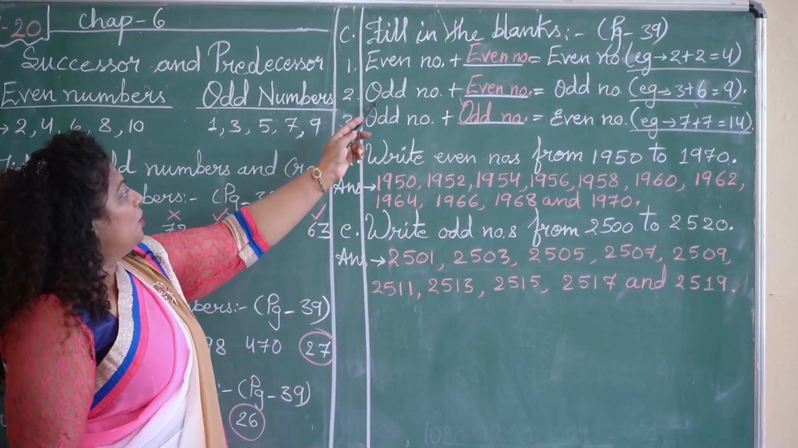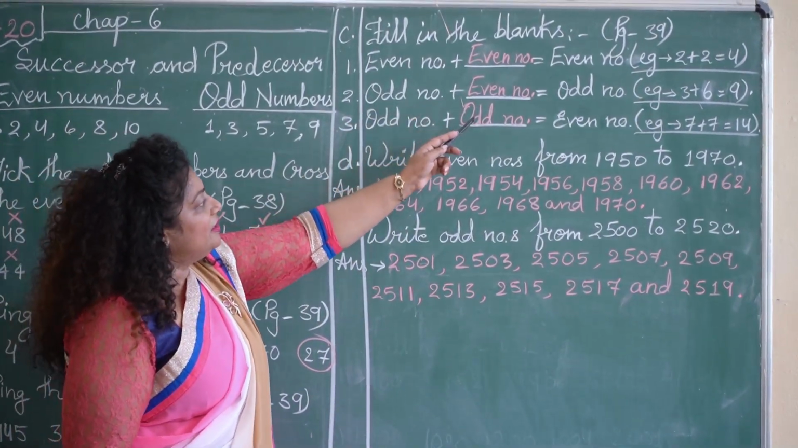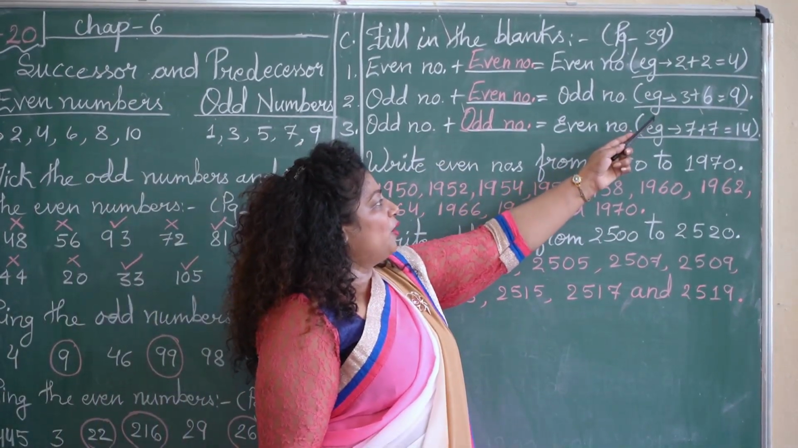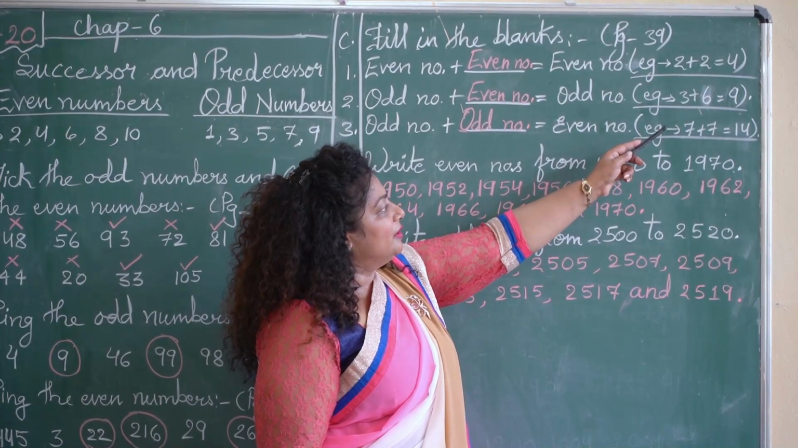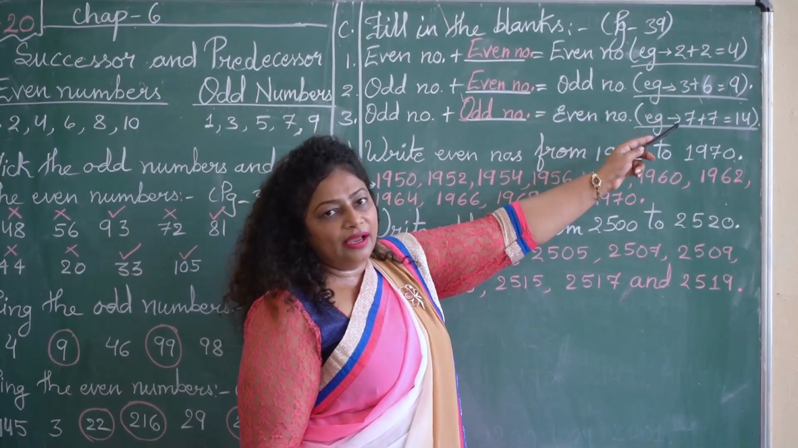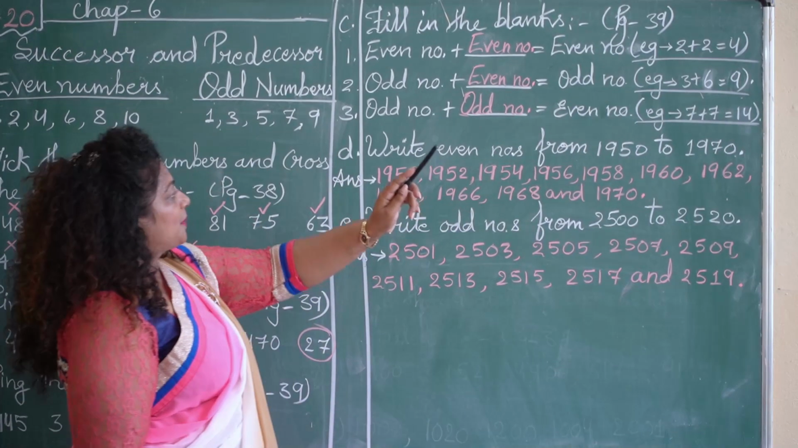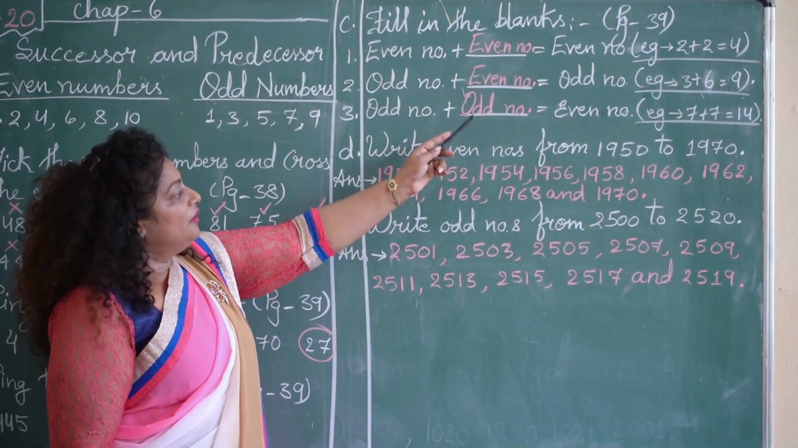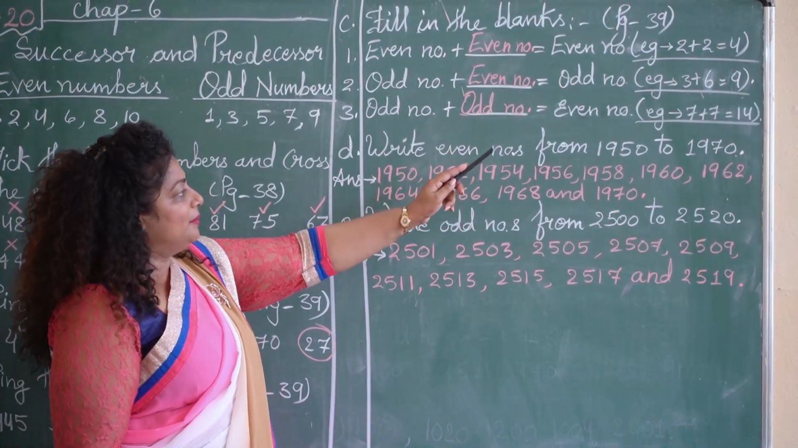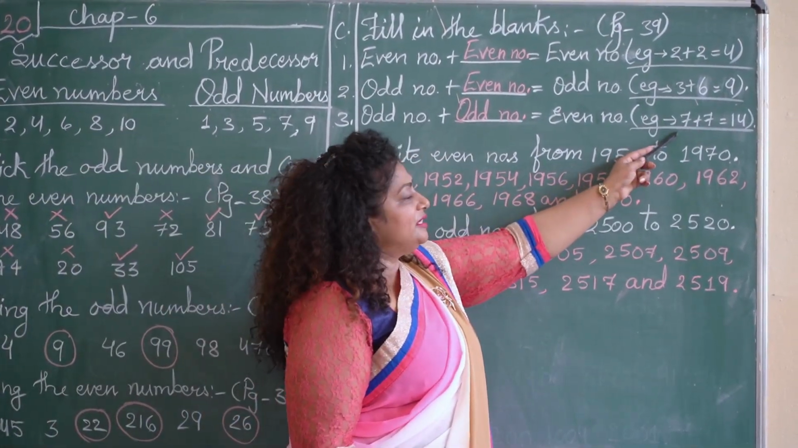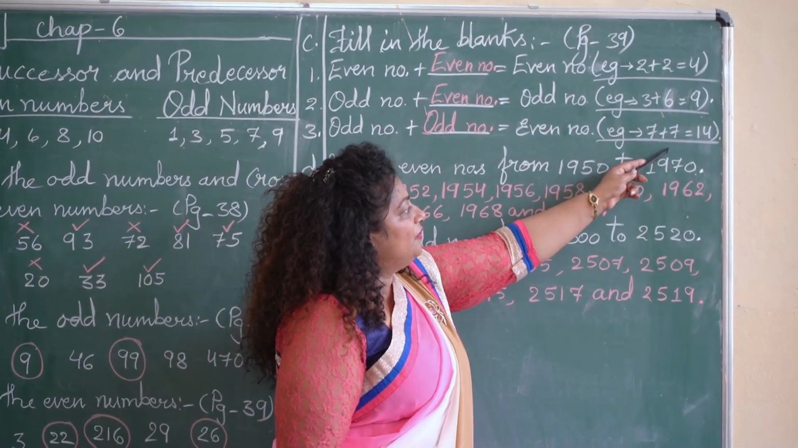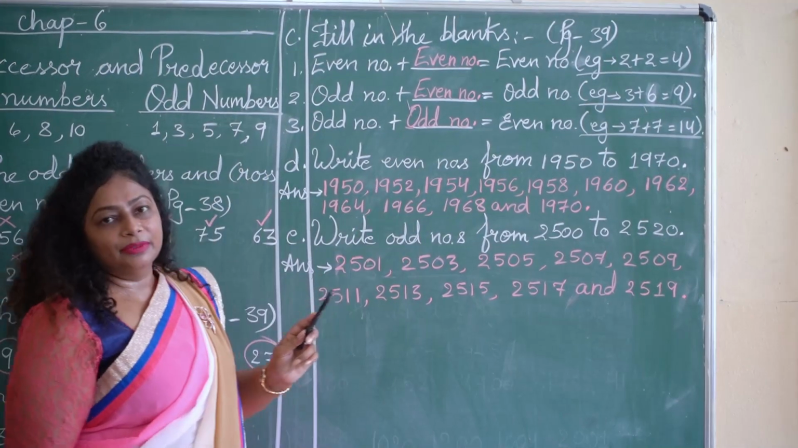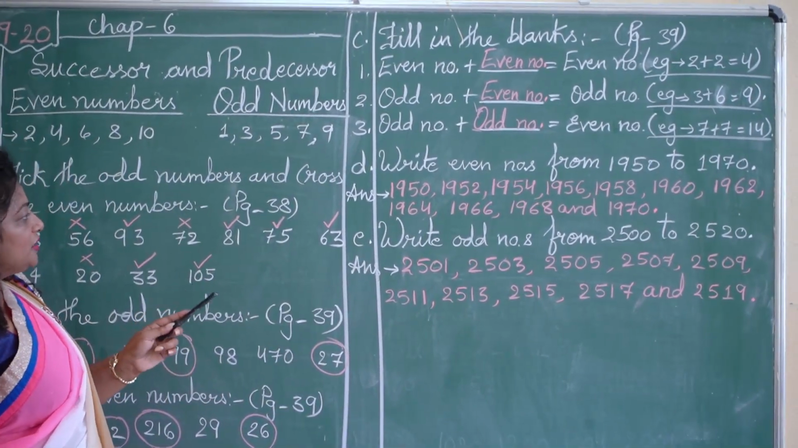Next statement. Odd number plus even number will give you an odd number. For example, 3 is an odd number and 6 is an even number. 6 plus 3 will give you 9, which is an odd number. Next statement. Odd number plus odd number will give you an even number. For example, let's take 7, which is an odd number, again 7, which is an odd number. 7 plus 7 will give you 14, which is an even number. I hope it's clear. Now next question.